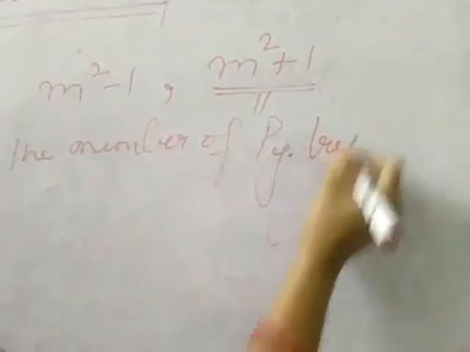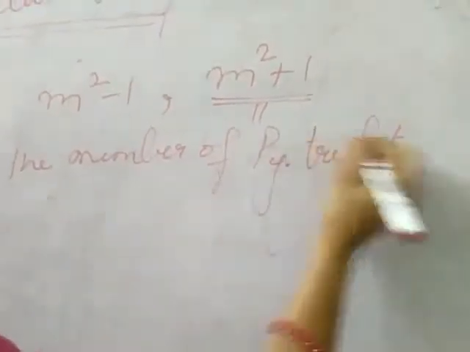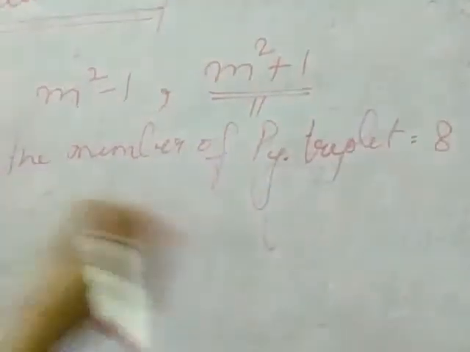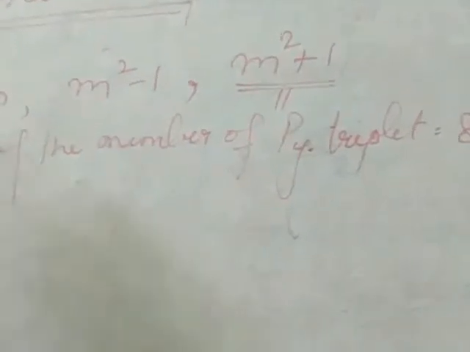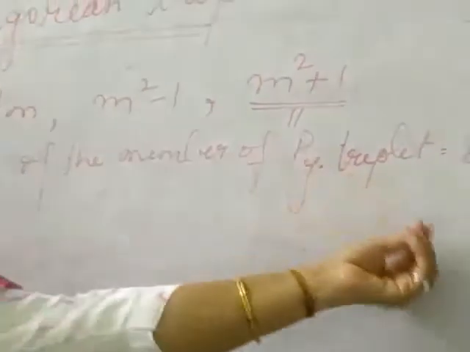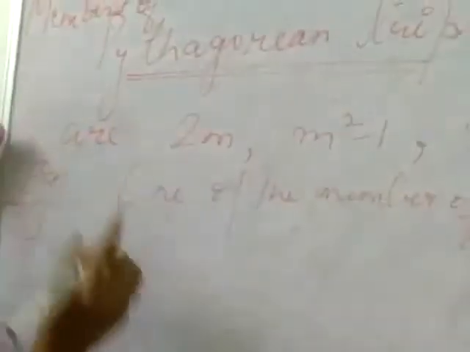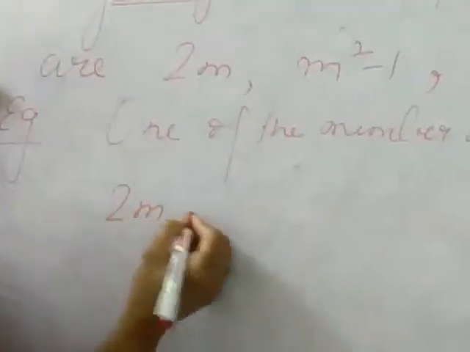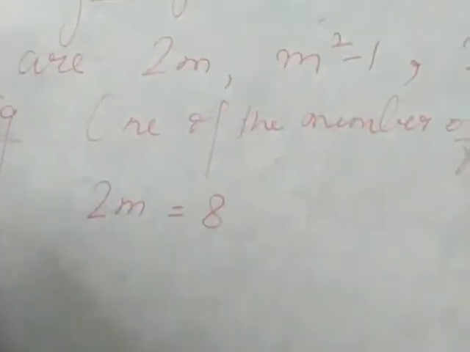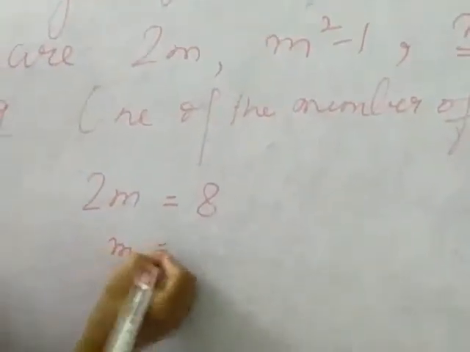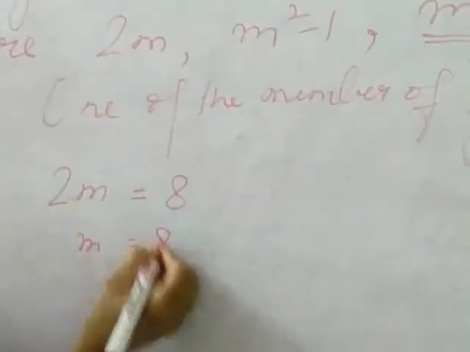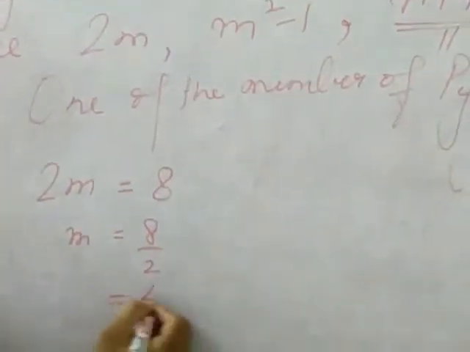So one of the members of a Pythagorean triplet is given to you as 8 and you are asked to find out the other members. It means out of these 3, 1 is given to you and the rest you have to find out. So how to start? See, we are going to put this first number, let 2m is equal to 8. Now m is equal to, solve this simple equation. Now m is equal to 8 by 2, that's equal to 4.